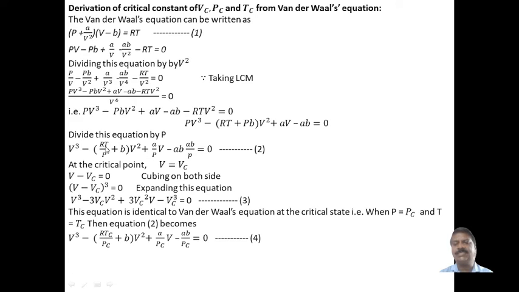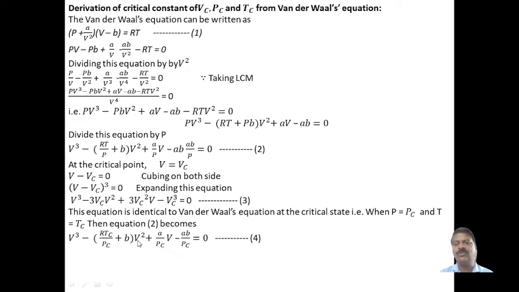T means Tc, P means Pc in equation number 2, that is plus B into V square plus A divided by Pc into V minus AB divided by Pc equal to 0. Then equating equation number 3 and 4. What happened? Equating, V cube is there, therefore it is the same, that is, coefficient 1 is there.